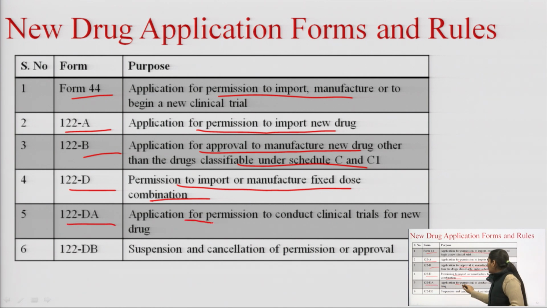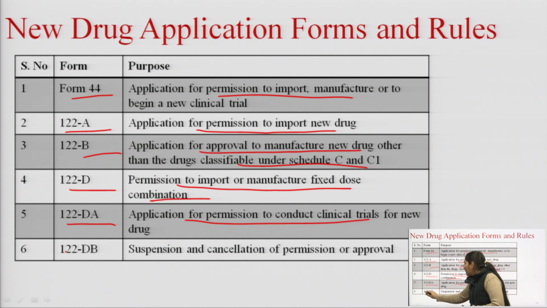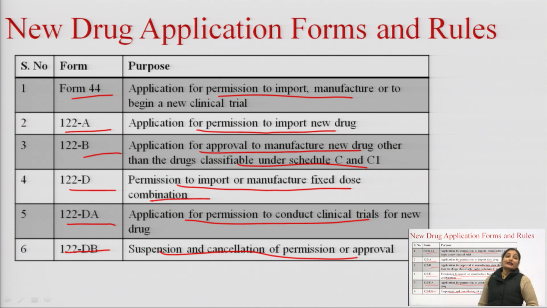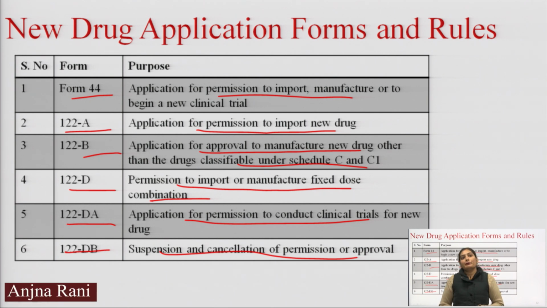122DA is related to the application for permission to conduct clinical trial for the new drug. And the last one is 122DB, which is related to the suspension and cancellation of permission or approval. So, this is all about the new drug approval process in India.